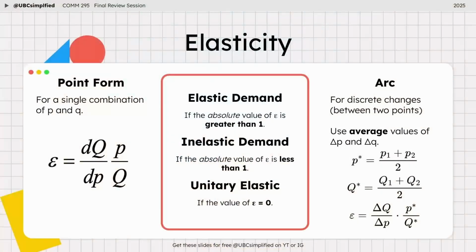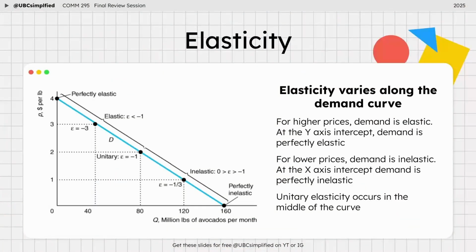Okay, and as you move along a demand curve, you change your elasticity. So if you think about as price becomes higher, you get more and more elastic, versus when price is lower, it's less elastic, so it's more inelastic. And then somewhere in the middle, you have your unitary elastic, which is equal to 1. So just keep that in mind: as you get more price, more elastic.